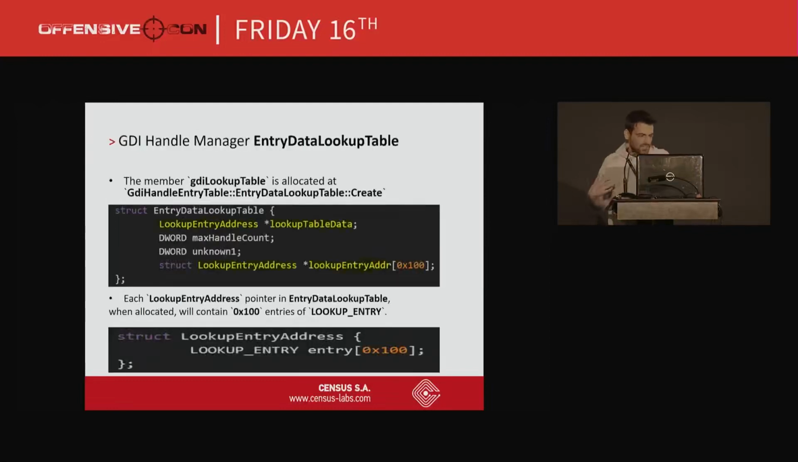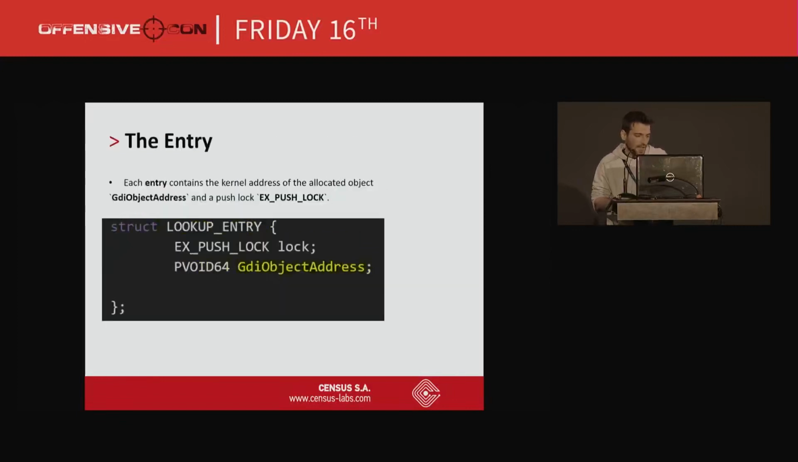So the other interesting member of the GDI handle entry table is the entry data lookup table. The entry data lookup table contains 256 pointers of lookup entry address data structure. And each lookup entry address data structure contains 256 pointers of lookup entries, 256 entries of lookup entries data structure. And actually the lookup entry contains the address of the newly created GDI object and a push lock.